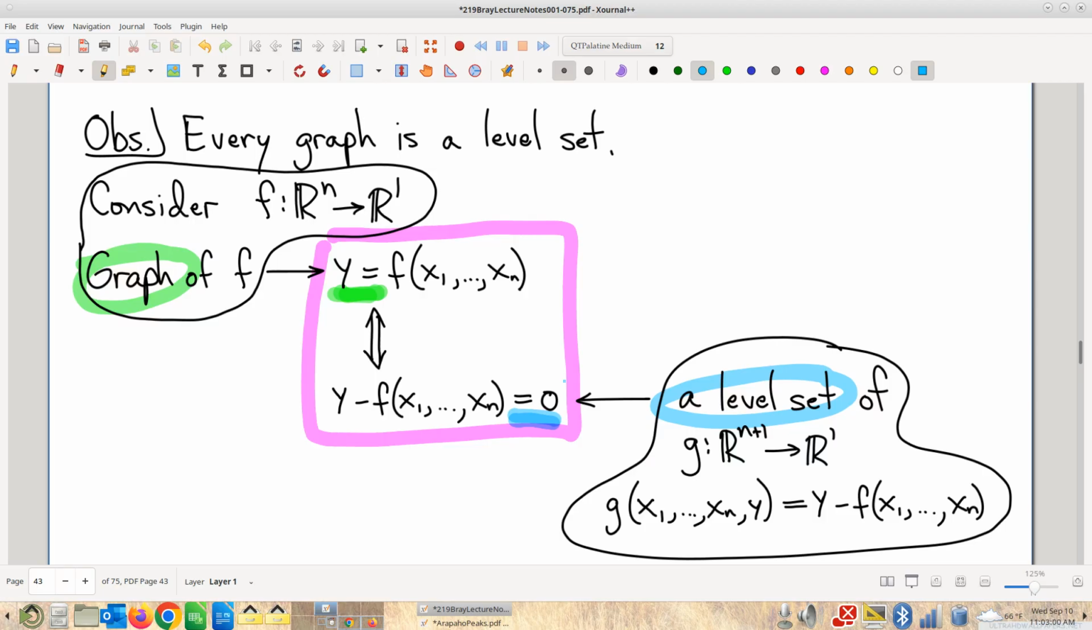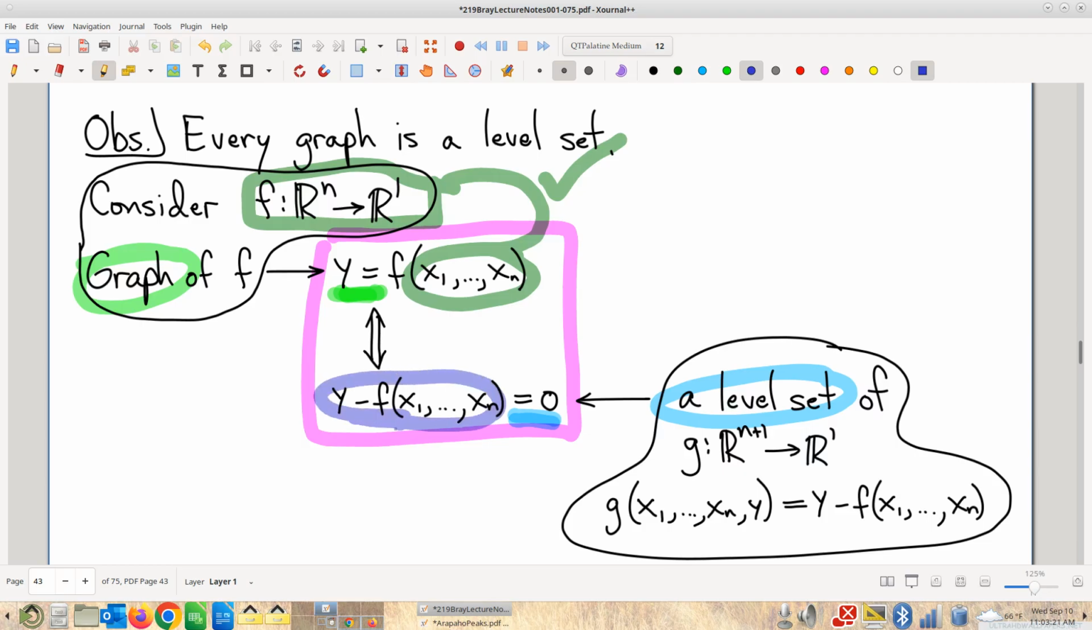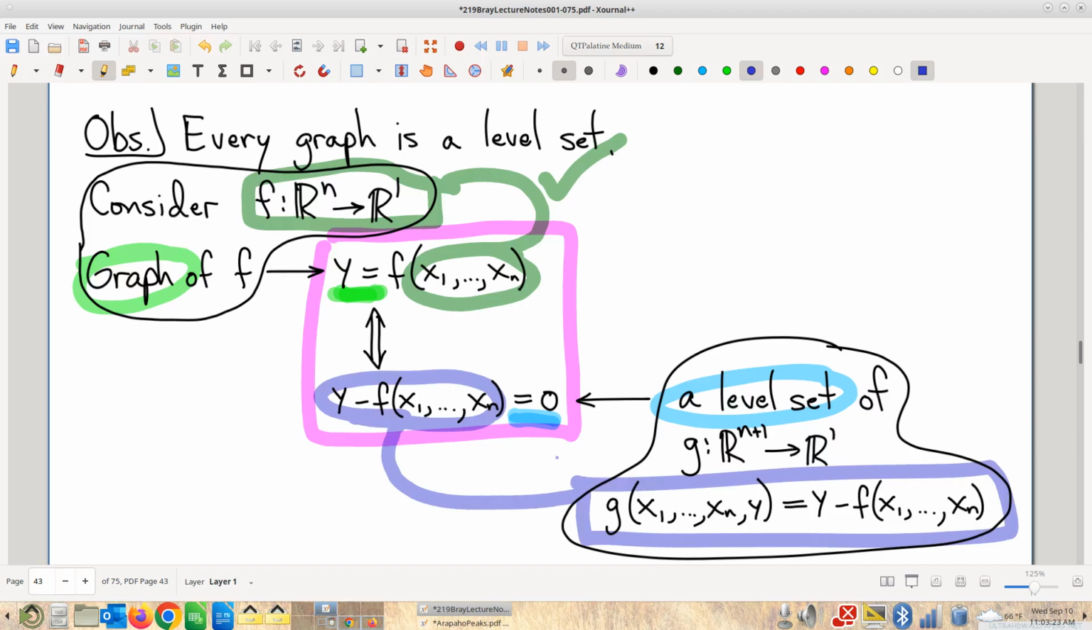Now, we do have to be careful. What functions are we talking about? Yes, what I have in purple is a graph, but it's a graph of that function. And then I say, well, it's also a level set. Okay, yeah, it is also a level set, but very importantly, it's a level set of a different function. Really importantly, different function. F is not the same thing as y minus f. They're different.